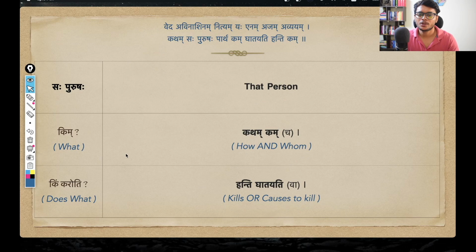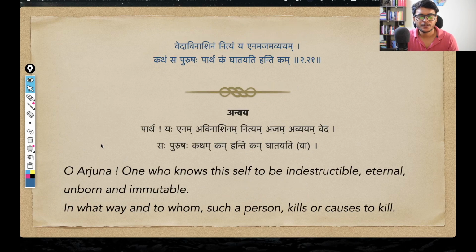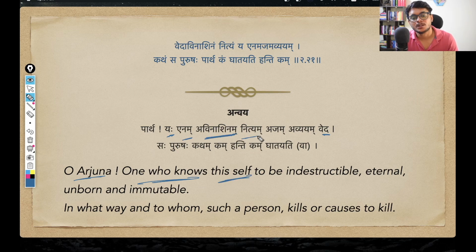Okay, so I hope all these words are clear. Let us see the anvay along with the translation to get the full meaning. So we are of course starting with this Partha. Krishna is addressing Arjuna with this name Partha. So, hey Partha, or O Arjuna, yah veda, one who knows enam, this self, to be indestructible, to be eternal, to be unborn, and to be immutable.